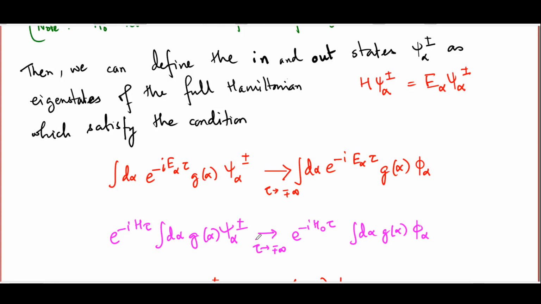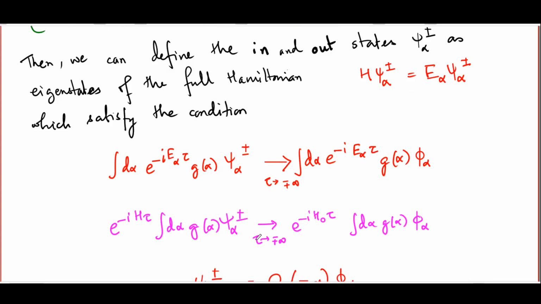Now, because this is going to work for arbitrary smooth superpositions of G alpha, we expect e to the minus i H tau psi alpha plus or minus to become equal to e to the minus i H0 tau phi alpha in the limits that we have stated: tau going to minus infinity for the plus sign and tau going to plus infinity for the minus sign on the psi alpha.